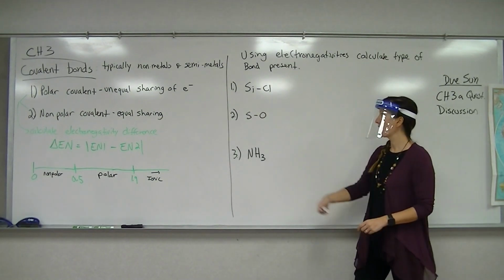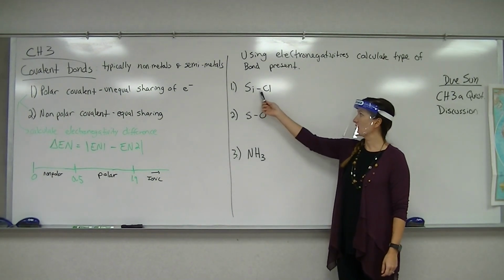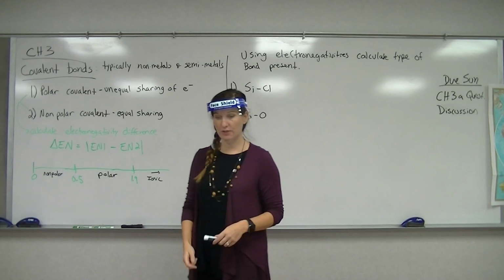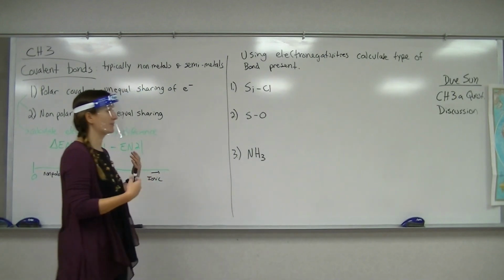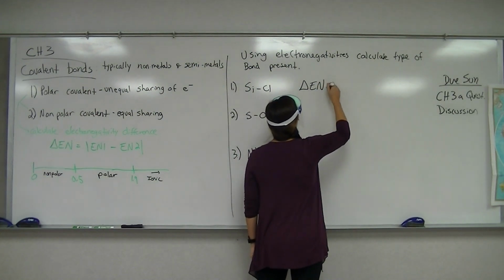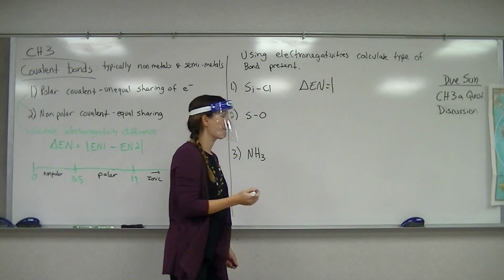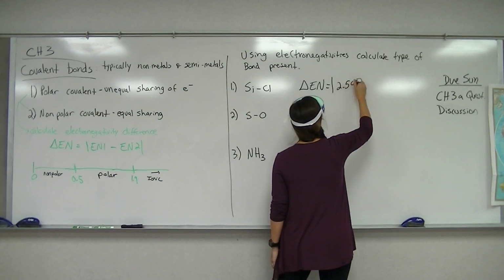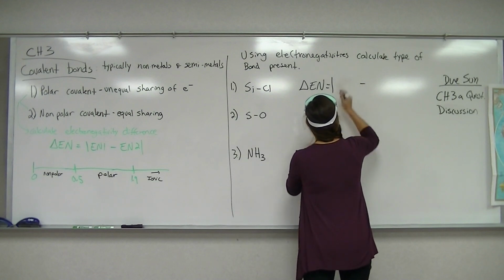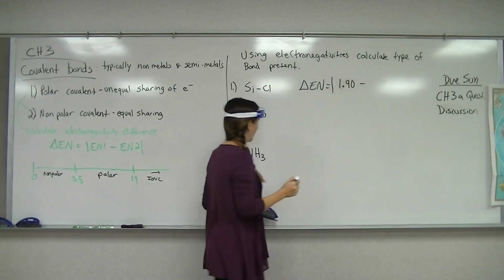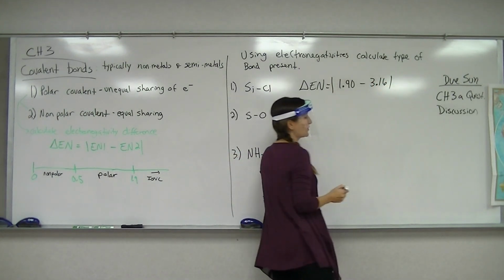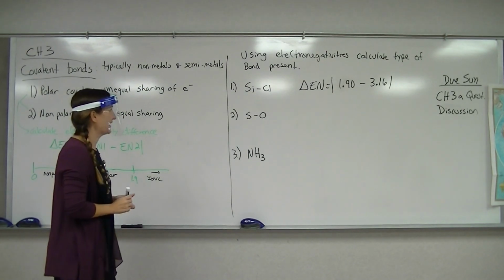I did them in slightly different formats because you can ask these questions in different ways. So for the first one, I have Si and Cl. The dash between them indicates that they're bonded. So you would look up silicon on your electronegativity table, and you would look up chlorine and subtract their electronegativity values. So their delta EN. What is silicon? 1.90. What about chlorine? 3.16. To me, this looks like quite an electronegativity difference. I would guess that bond's polar.